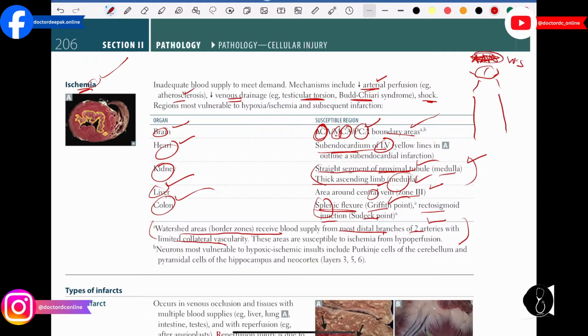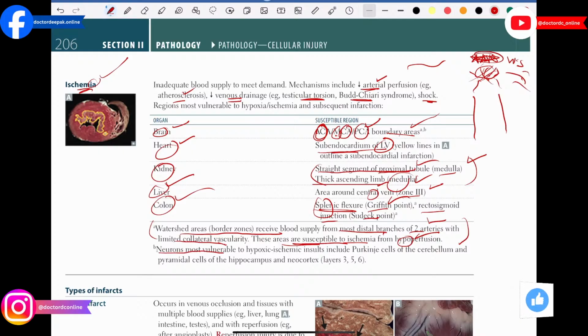But the problem is that this watershed area does not have any collateral circulation from this side. So it means if you damage these distal artery branches, this area is going to be ischemic, or you can say this area is going to get more hypoxic injury. So that's why they mention here that these areas are susceptible to ischemia from hypoperfusion. If less blood is going to your brain, it means hypoperfusion.